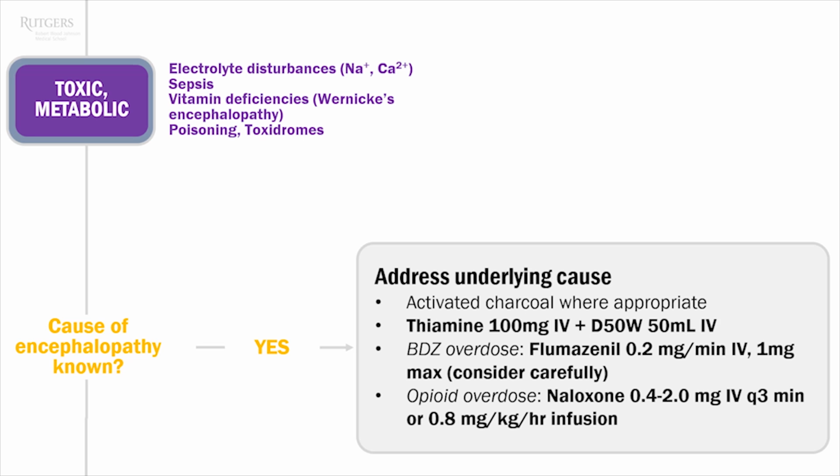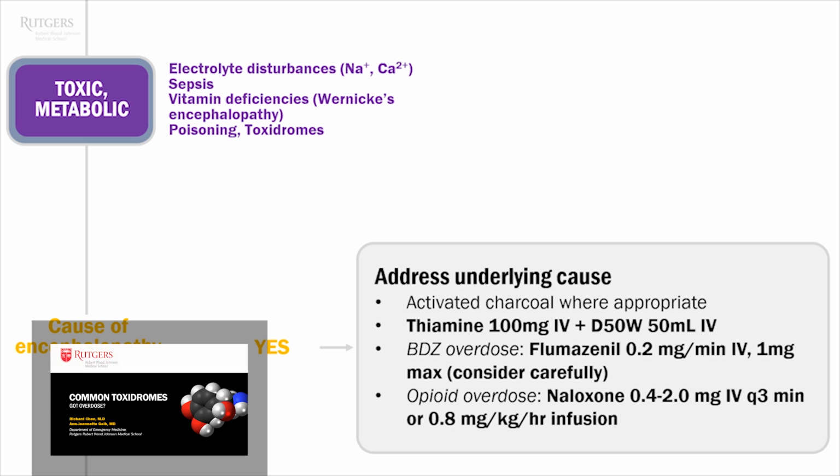If the cause of encephalopathy is known, let's say a person was found next to a bottle of benzodiazepines, then we can address it at this point. So thiamine plus glucose for suspected Wernicke's encephalopathy, flumazenil for benzodiazepine, naloxone for opioid overdose. I'm sure you've read a ton about the opioid crisis, and these people are showing up in your ED, so think about it. But don't forget, opiates aren't the only thing that they're taking. All of these have been covered in the Toxidromes lecture, so refer to that for more information.